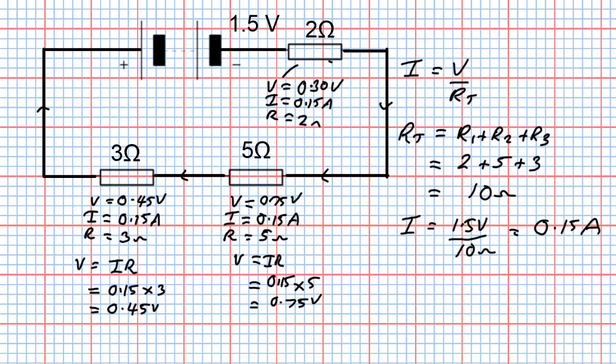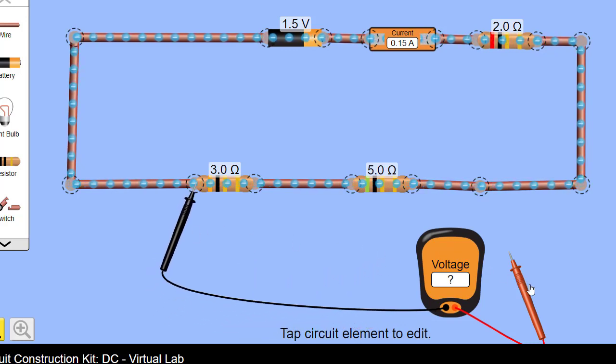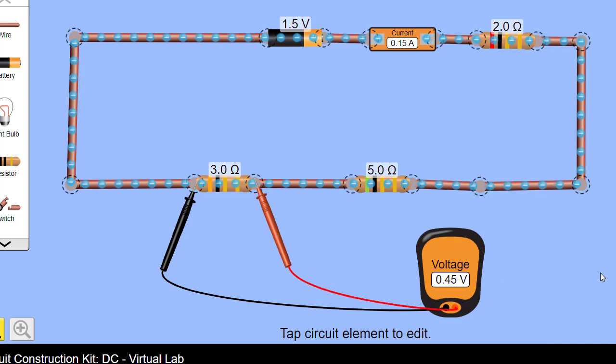We can go back and take a look at the PhET simulation of that circuit to see if we are correct. And there it is there. You can see that we've got the 3 ohm, the 5 ohm, the 2 ohm, and we've worked out the correct current, 0.15 amps. If I take the voltmeter and go across the 3 ohm resistor, you can see we're going to have a potential difference of 0.45 volts.